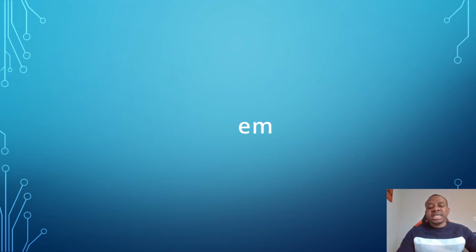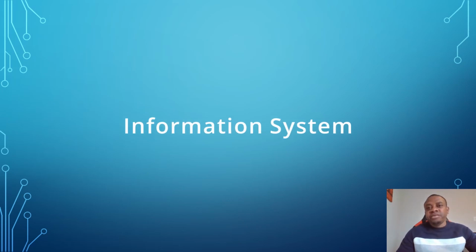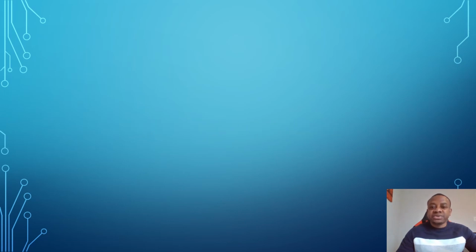The next is information system. An information system is a discrete set of information that is organized for the collection, processing, maintenance, use, sharing, dissemination, or disposition of information.